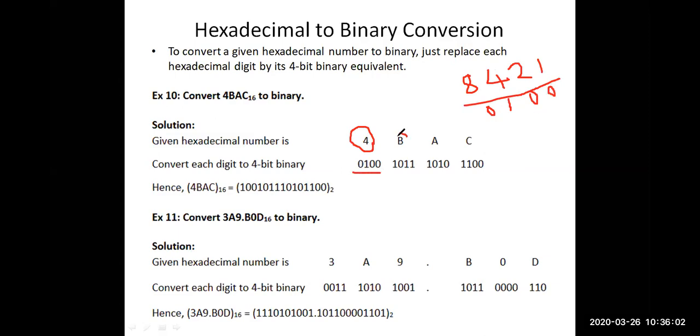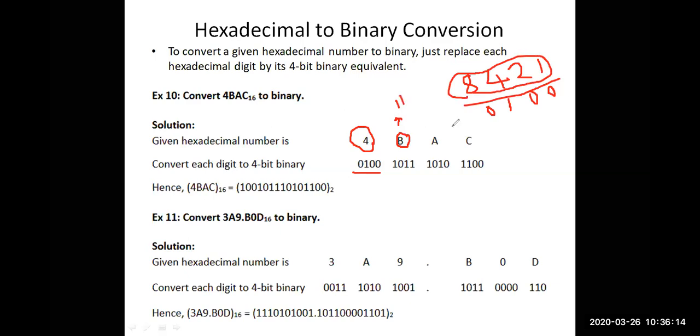Now what is B? What is the equivalent decimal of B? Because all these numbers are decimal numbers. So the equivalent of B is how much? 11. Okay, so how will you make 11 from 8 4 2 1? I should take 8, 2 and 1. So 8 plus 2 plus 1 is 11. So 1 0 1 1.